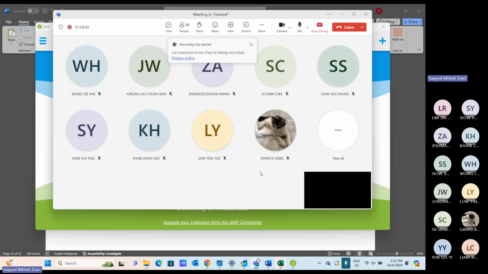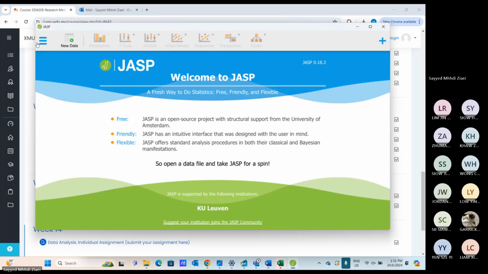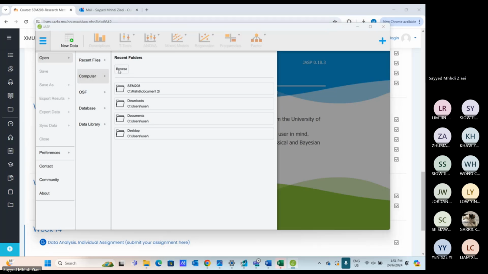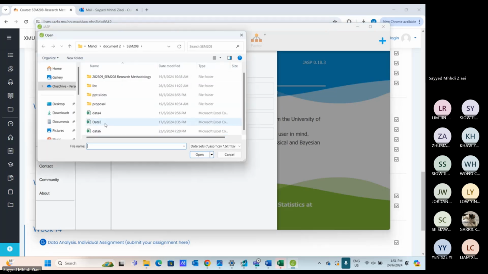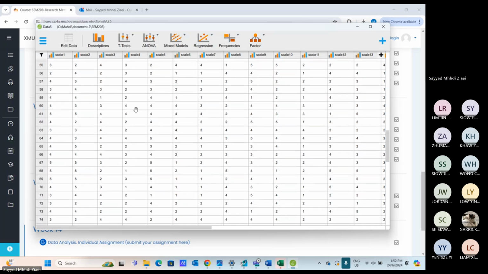Okay, guys, we resume our session. We proceed with this data set, data 5. Open computer. Yes, it's quite similar to your project because it's based on a questionnaire, but I don't have any idea about the different questions of this questionnaire. I just want to utilize this questionnaire information.